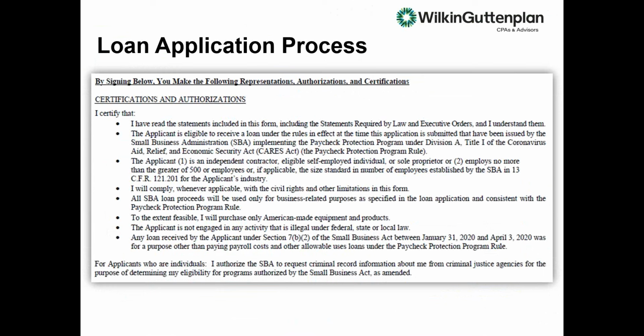So all of these things have to be signed. And the other one I wanted to point out is the fourth from the bottom, that the SBA loan proceeds will be used only for the business purpose. It can't be used for personal purposes. So move forward.